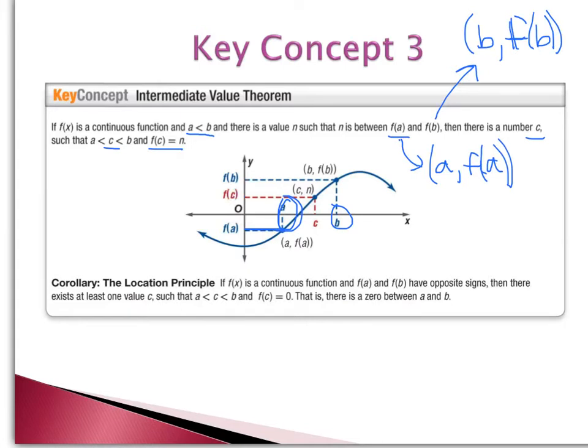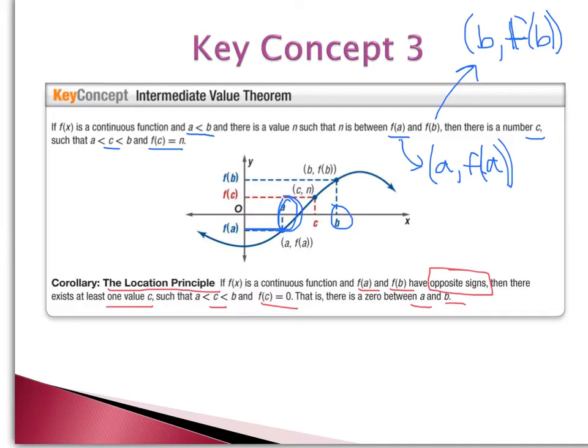Now, the corollary to this is called the location principle, and what it says is if f of x is a continuous function and f of a and f of b have opposite signs, meaning one's positive and one's negative, then there exists at least one value of c such that c is greater than a but less than b, and f of c is equal to 0. So therefore, there is a 0 between a and b.